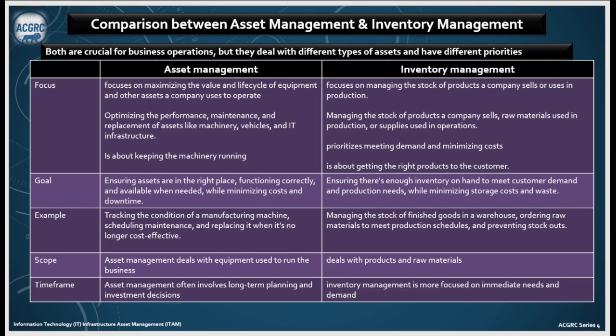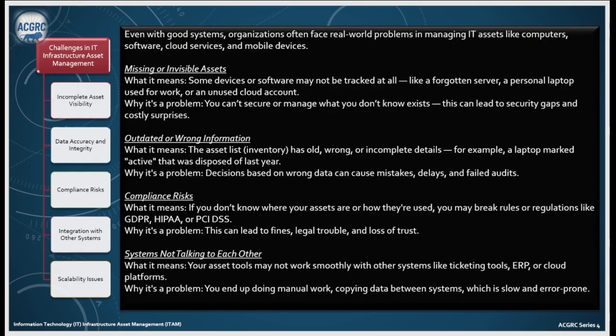It is different. Challenges. Even with good systems, organizations often face real world problems in managing their IT assets like computers, software, hardware, cloud services, and mobile devices. The first one is missing or invisible assets. Some devices or software may not be tracked at all, like those forgotten servers, a personal laptop used for work, or an unused cloud account. Or it was simply not switched on and your discovery tool couldn't find it at that point of time and it missed all the future such scans or manual accounting.